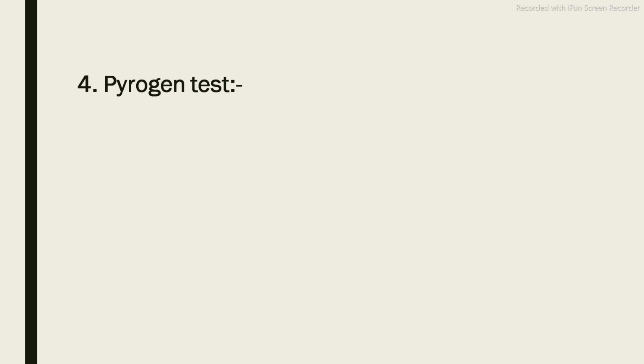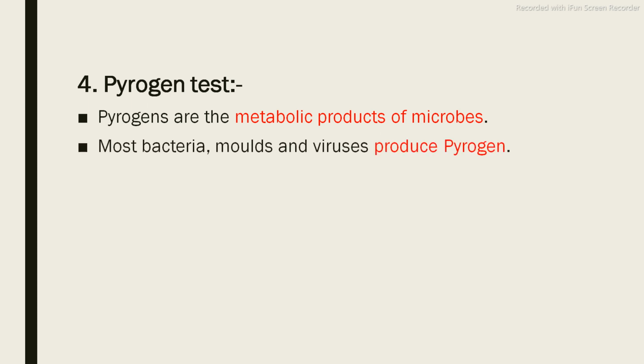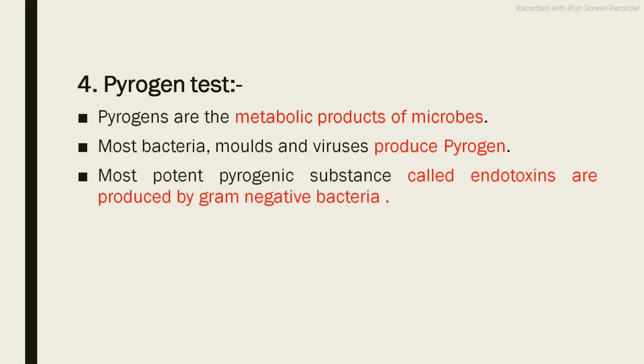And the last one is the pyrogen test. Pyrogens are the metabolic products of microbes, and these pyrogens are produced by most of the bacteria, molds and viruses. The most potent pyrogenic substances are called endotoxins, and they are produced mainly by the gram negative bacteria.